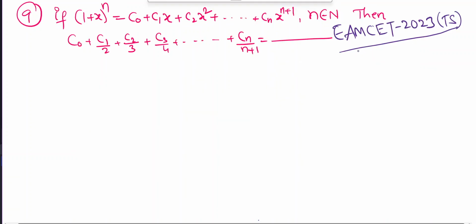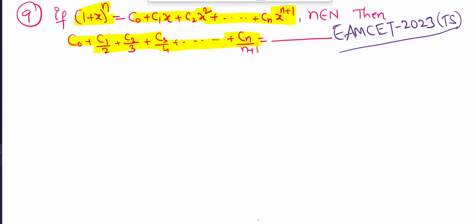This is 9th question from binomial theorem. Here is given 1 plus x whole power n is equal to c0 plus c1x plus c2x square plus up to cn x to the power of n. So now we find the value of c0 plus c1 by 2 plus c2 by 3 plus c3 by 4 plus up to cn by n plus 1 is equal to dash.